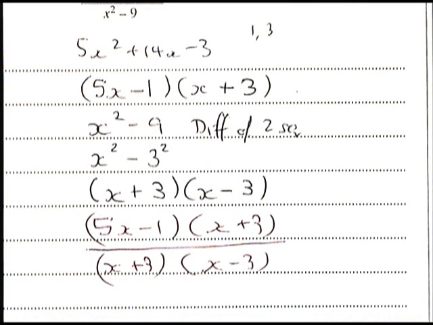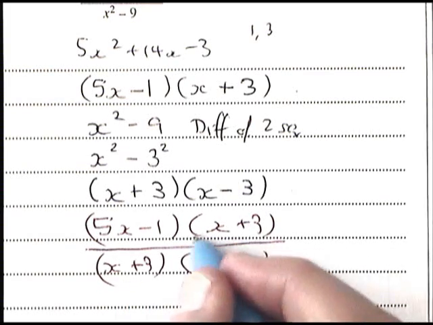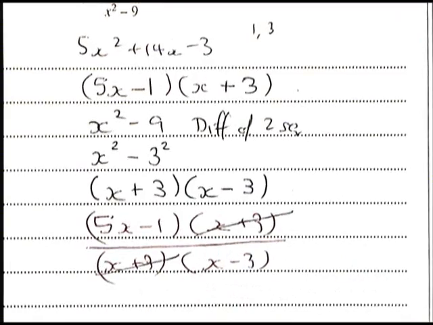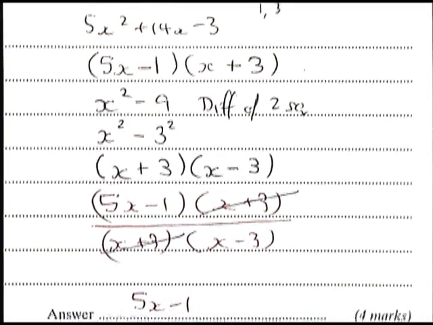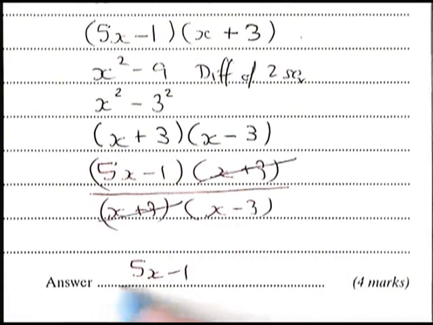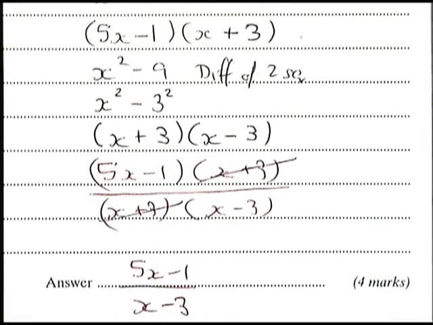And if it's a fraction, you're trying to cancel things down. Well, there's an x plus 3 on the top and there's an x plus 3 on the bottom. So they simply cancel out. And all you're left with on the top of your fraction is 5x minus 1. And on the bottom of your fraction is x minus 3. And that's your final answer to that question.